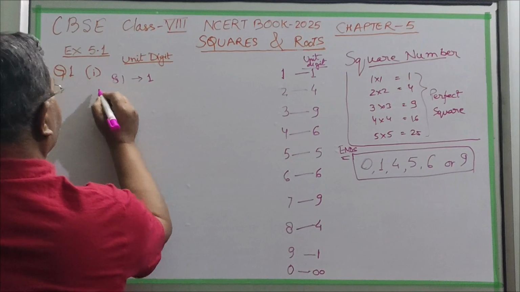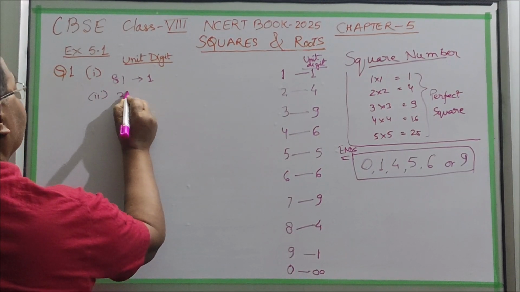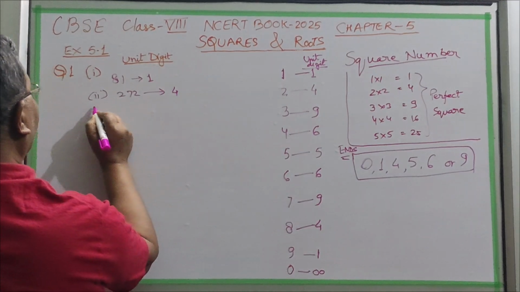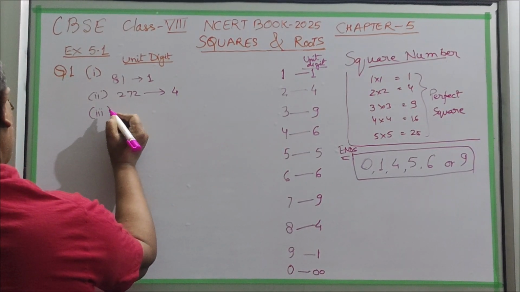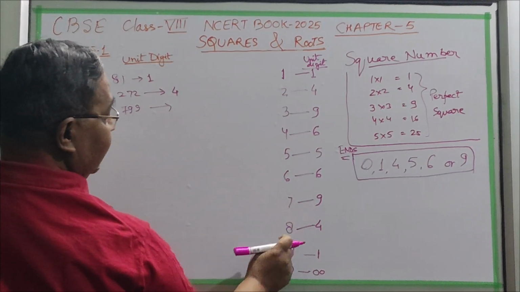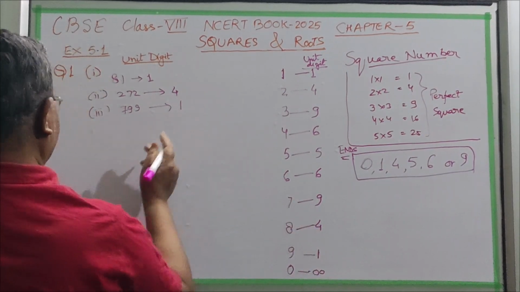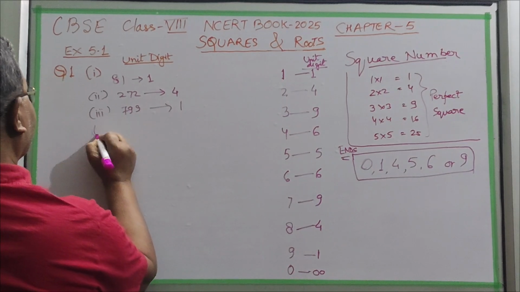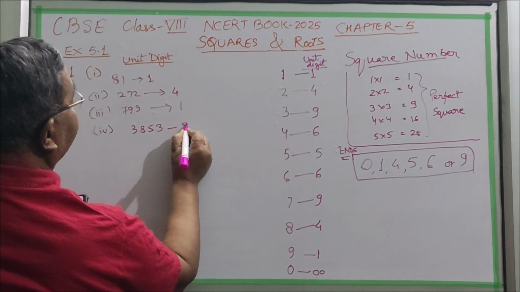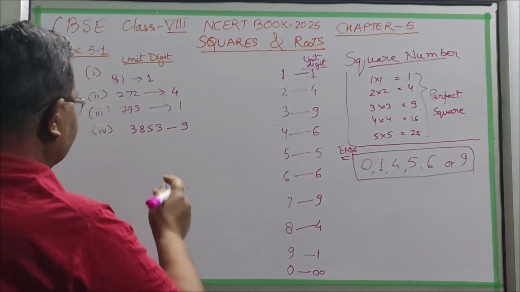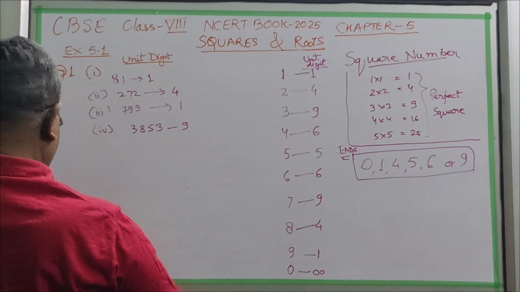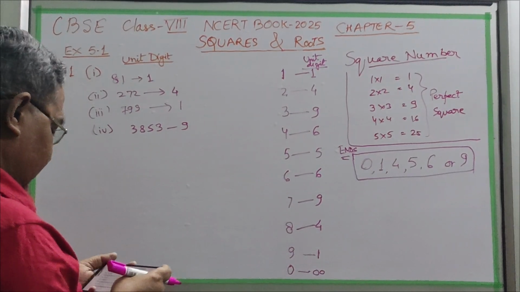So in question 1, for 272, the unit digit will be 4. Then the third, 799, it ends in 9, so the unit digit will be 1. Likewise for the rest. In this way you can solve all the questions if you learn these things. Now we are going to question number 2.